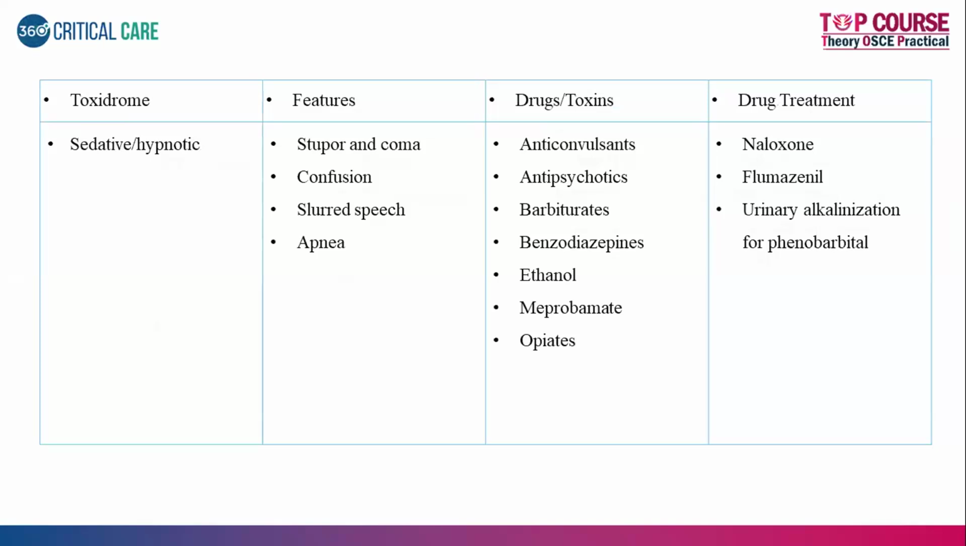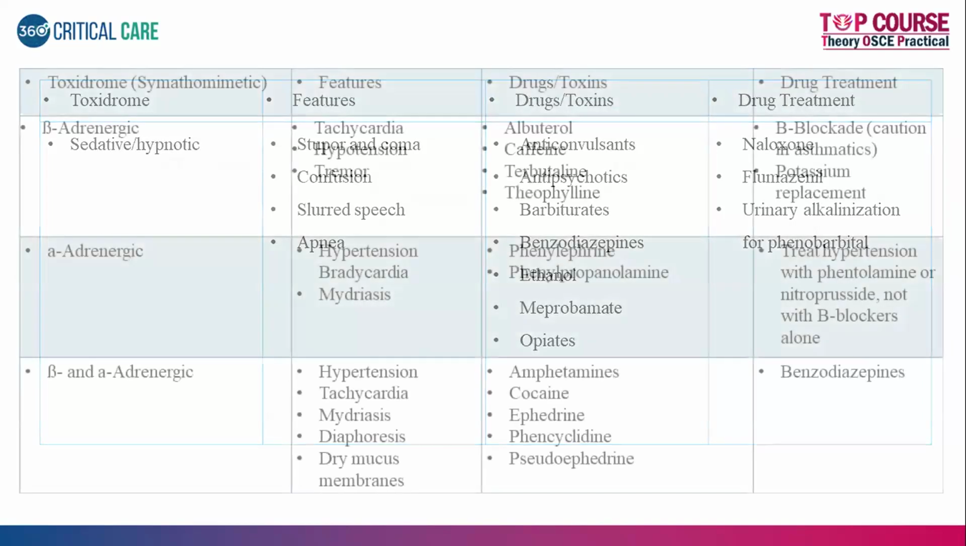Now, next comes your sedative hypnotics. So you have your benzodiazepines, barbiturates, anticonvulsants, antipsychotics. All are included in your sedative hypnotics. Usually the patient presents with stupor and coma, confusion, apnea, and slurred speech. So the drug treatment would be naloxone, flumazenil, and urinary alkalinization for phenobarbital.